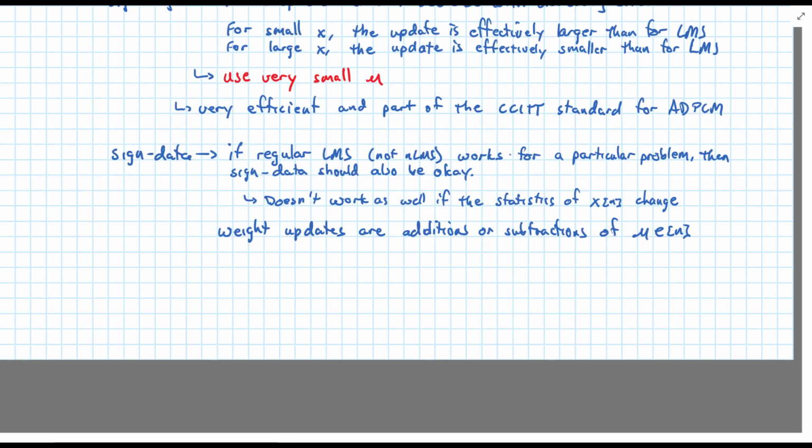The last is the sign error algorithm. The sign error algorithm is not nearly as good as the sign data, and the reason why is the step size doesn't decrease as we get close to a solution. So if we want to have a reasonable misadjustment error, we need to have a very small mu. The sign data does not have that same limitation.